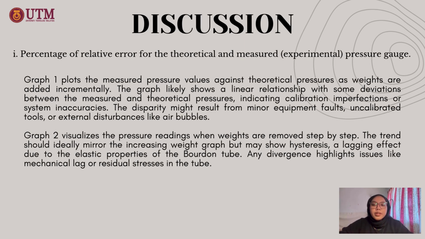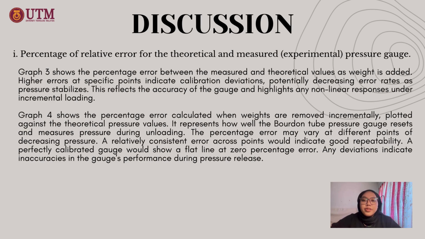While Graph 2 visualizes the pressure reading when weights are removed step by step. The trend should ideally mirror the increasing weight graph but may show hysteresis, which is a lagging effect due to the elastic properties of the Bourdon tube. Graph 3 shows the percentage error between the measured and theoretical values as weight is added. Higher error at specific points indicates calibration deviation, potentially decreasing error rates as pressure stabilizes.